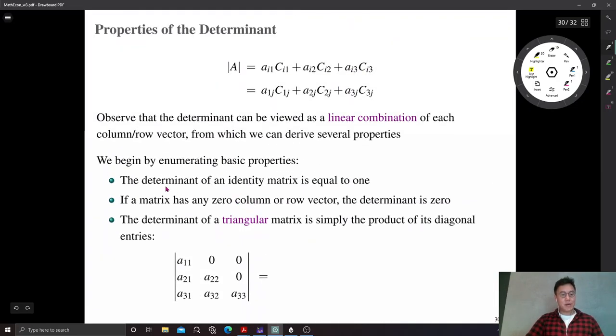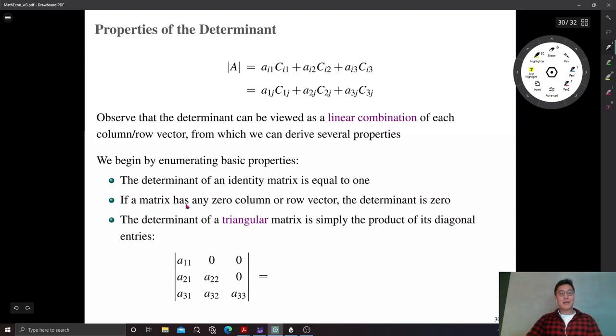So let me illustrate one by one. The first property, let me skip this one for a second because it is related to the third property. Okay? So let me illustrate the second first. If a matrix has a 0 column or row vector, then the determinant should be equal to 0. This is quite obvious, right?